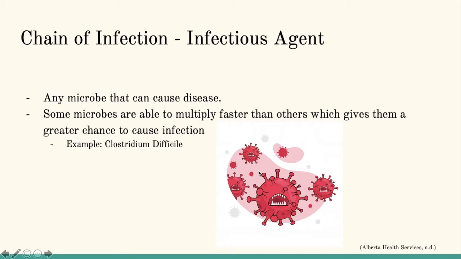So the first link is an infectious agent. An infectious agent is any microbe that can cause disease, any pathogen that can infect someone and cause an illness or disease. Some microbes are able to multiply faster than others, which gives them a greater chance to cause an infection. One of the most common nosocomial infections seen in healthcare is C. diff, or Clostridium difficile. Also, MRSA is very commonly seen, and those are the bigger, more dangerous ones.